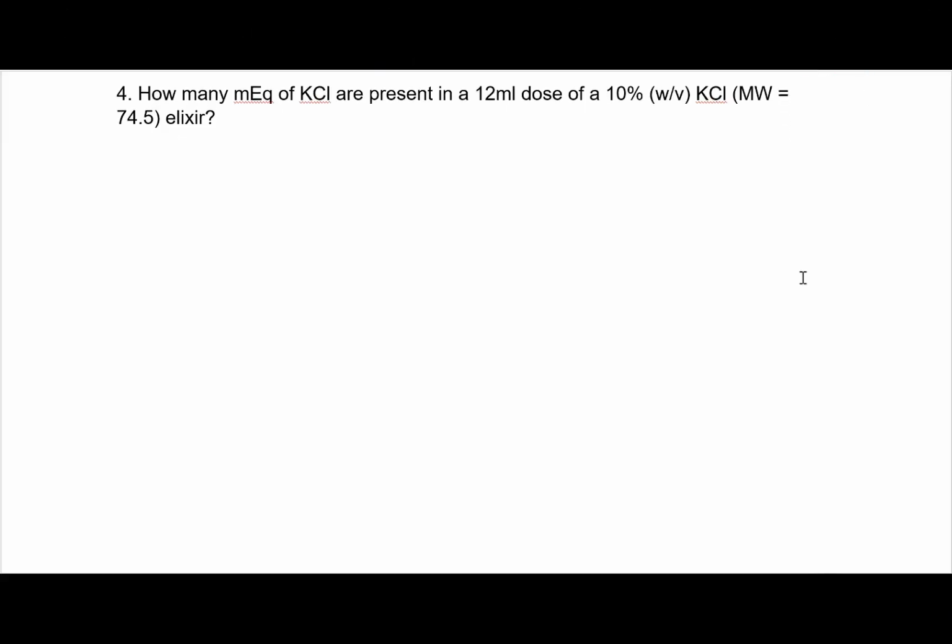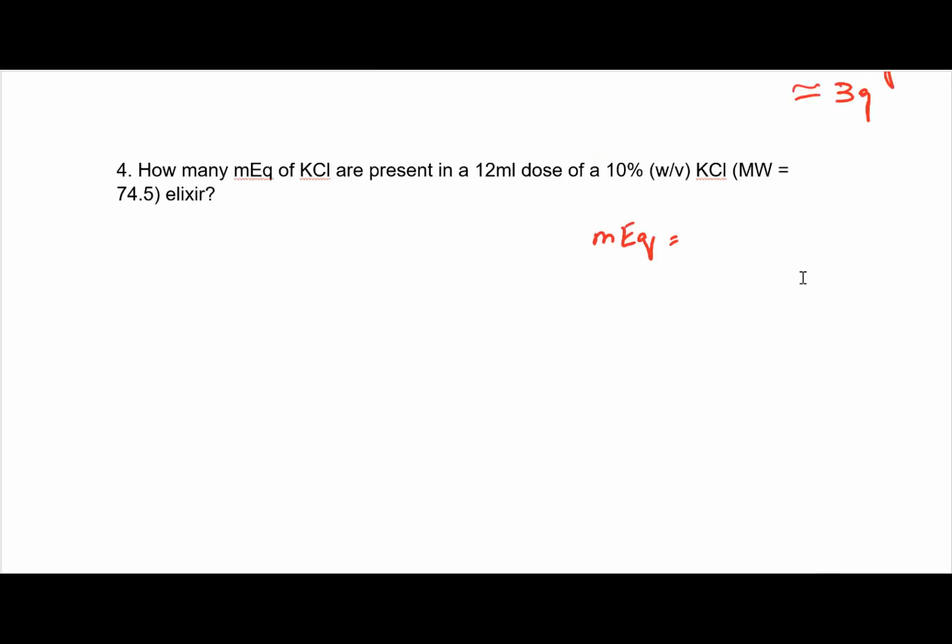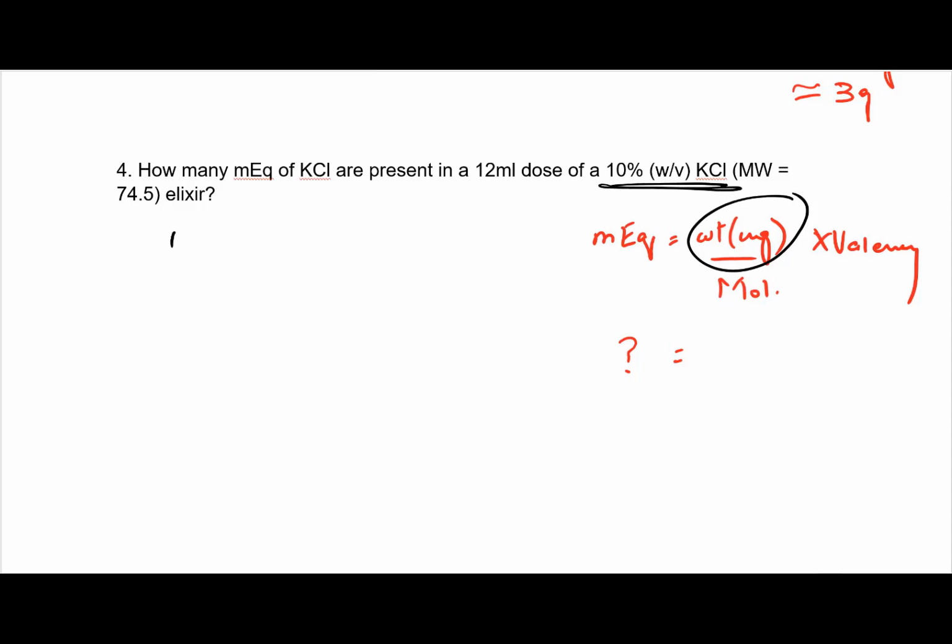Okay, how many milliequivalents? Again, the milliequivalent equation. So let's just write the equation first. Weight in milligrams, molecular weight, valency. So how many milliequivalents do we have now? We have to find out. So this is what we have to find out. Weight in milligrams, we have to put in the equation. So how do I find out weight in milligrams here? Yes, I use this information.